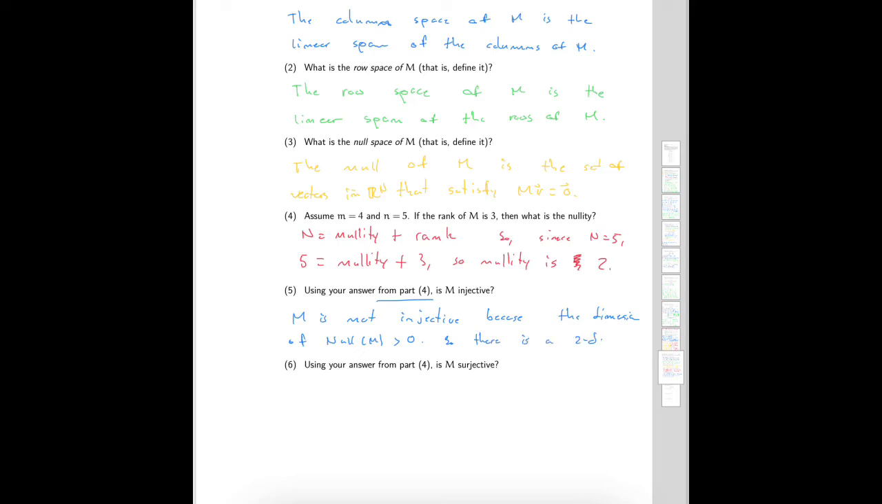So there is a two-dimensional subspace of vectors that satisfies Mv is equal to 0. So in other words, there is more than one solution to Mv equals 0, so it's not injective. Okay, using your answer from part 4, is M surjective?